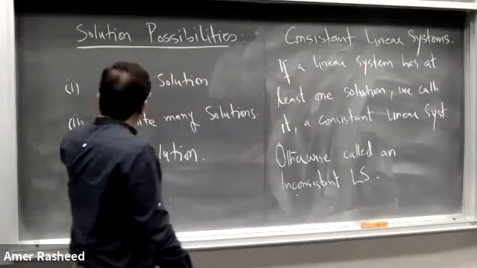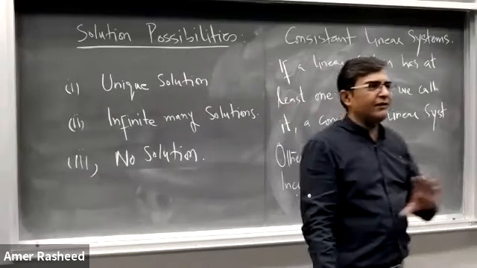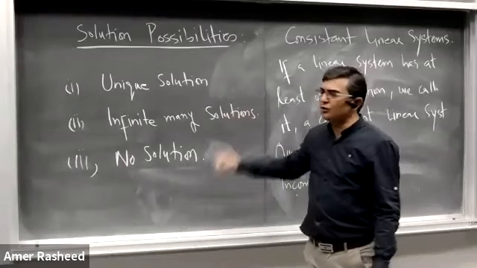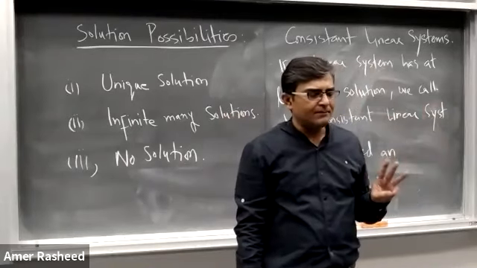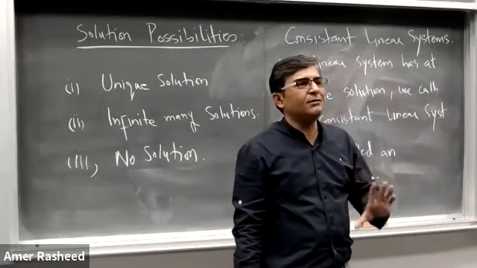So these are the three possibilities for all linear systems, whatever the order of that linear system is: unique solution, infinitely many solutions, no solution. These are the three solution possibilities for any particular linear system of any order.